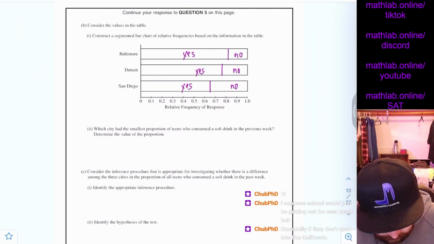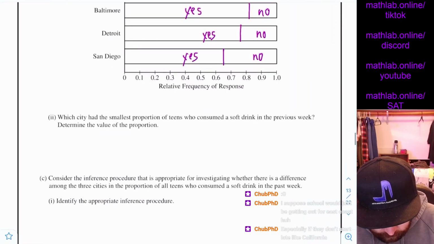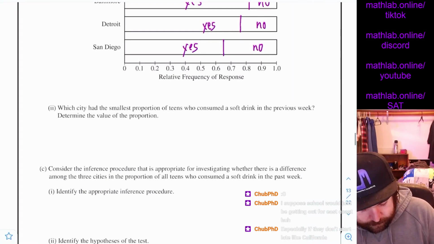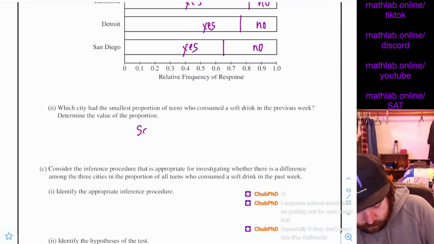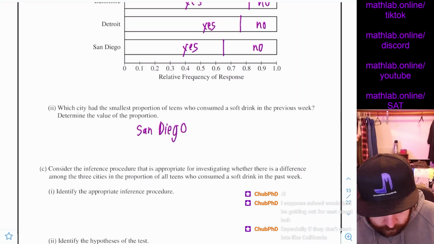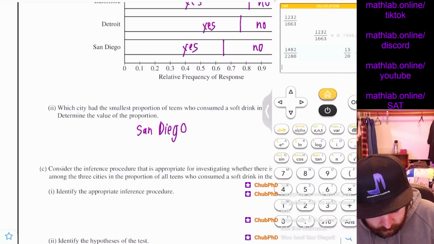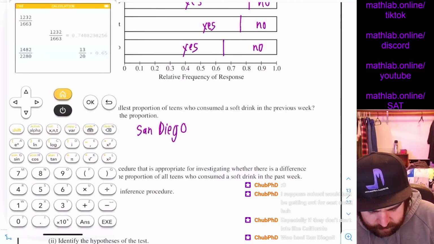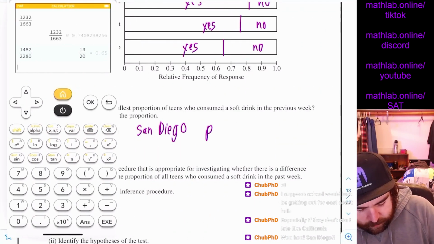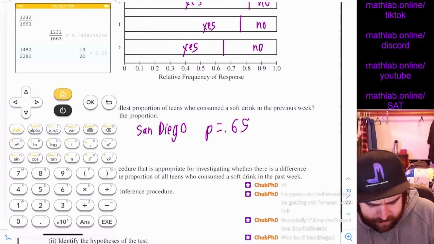Which city had the smallest proportion of teens who consumed a soft drink in the previous week? San Diego. Smallest proportion of teens. Yeah, I just did. It's 0.65. I had to do that to do the graph.